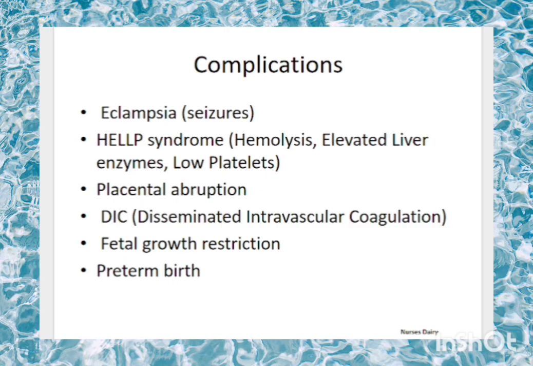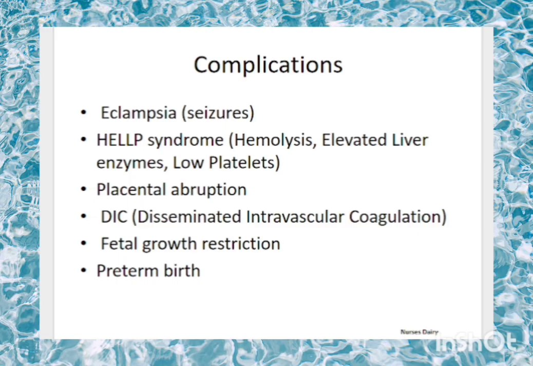And then some of the complications which may arise due to preeclampsia. One, we've got eclampsia. So eclampsia is a severe case of preeclampsia. So in eclampsia, there is also presence of seizures apart from the elevated blood pressure and the proteinuria. So when preeclampsia is not managed, it leads to eclampsia, where now there's presence of seizures.